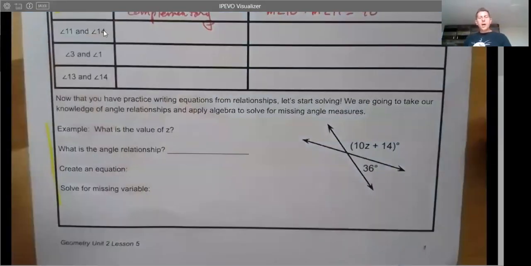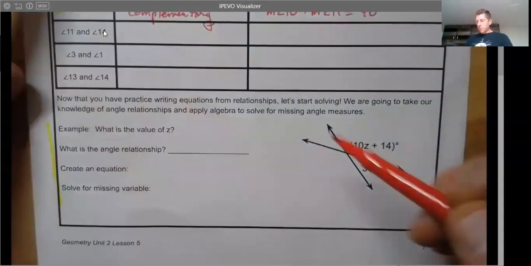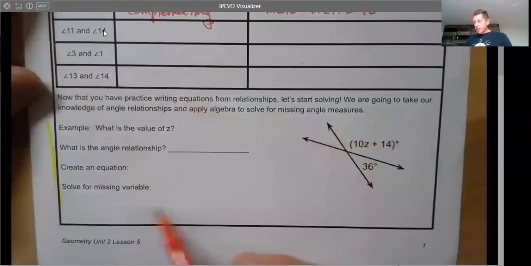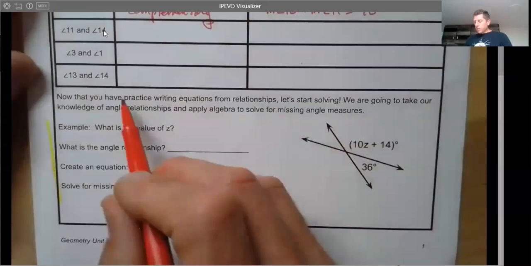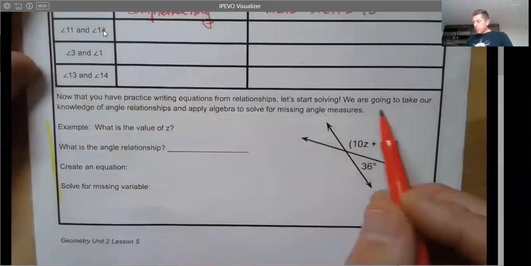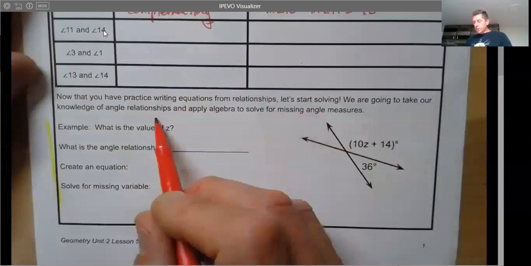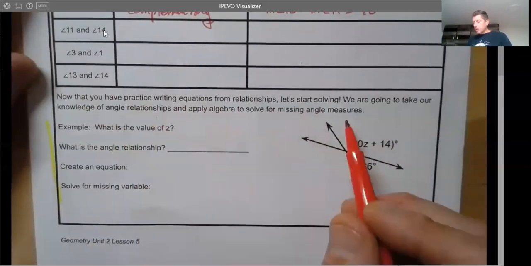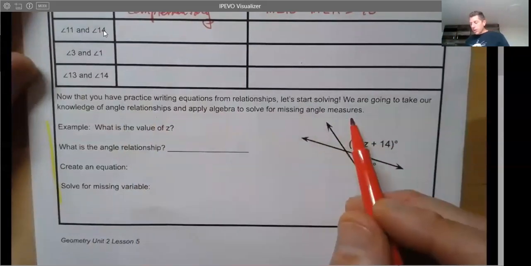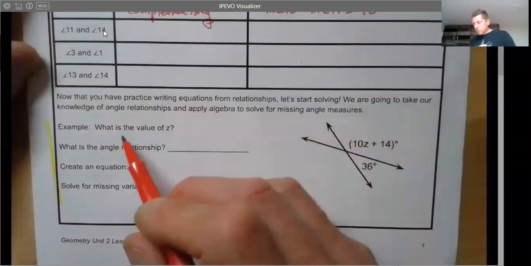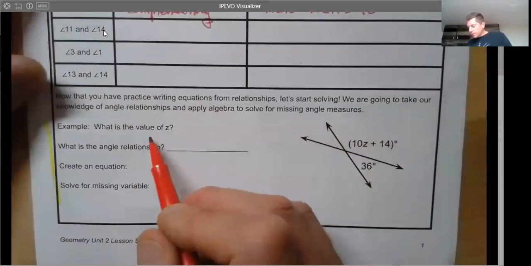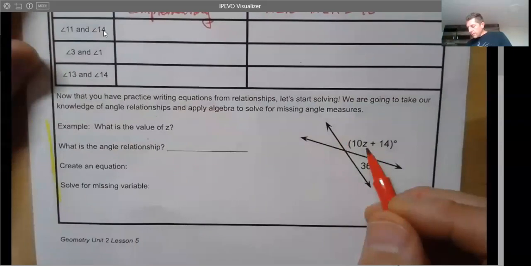All right, let's check out the bottom of this here. This is going to be our first little sample of what we're going to be doing today in class. Now that you have practiced writing equations from relationships, let's start solving them. We're going to take our knowledge of angle relationships and apply algebra to solve for missing angle measures. All right, so first off, what we're solving for is the value of z. You see a z right over here.